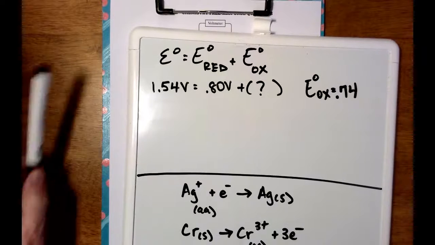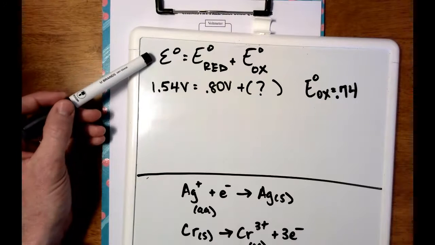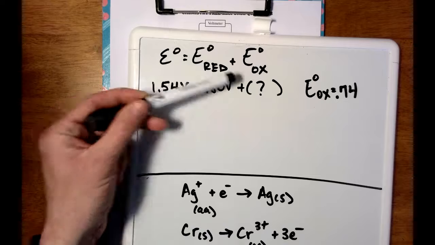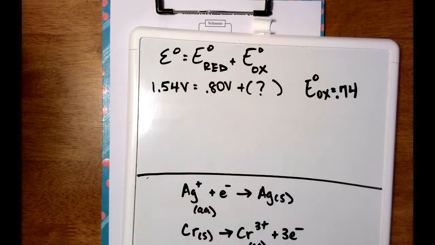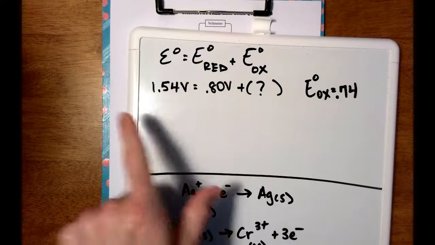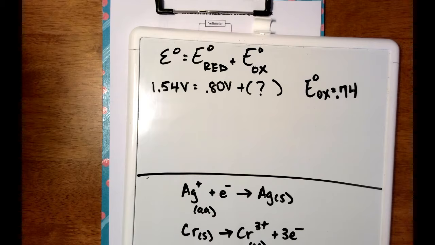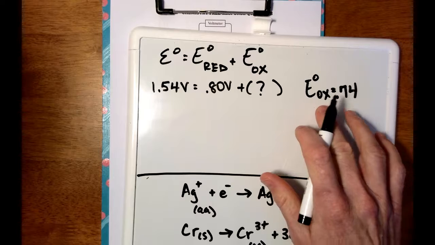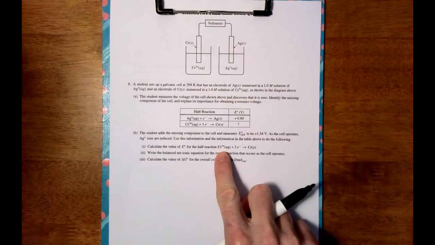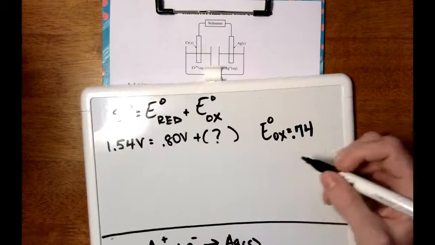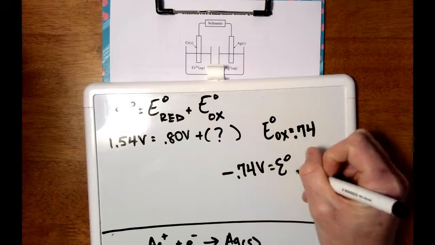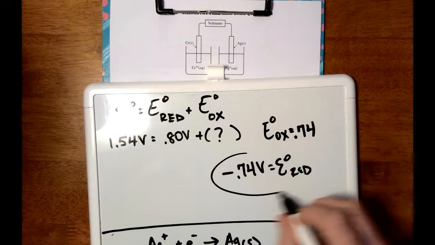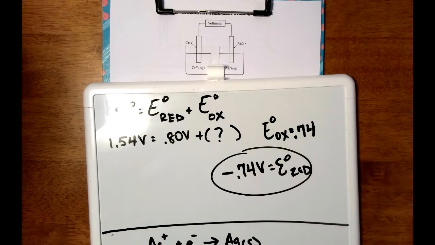So we know that our overall cell potential is equal to the reduction potential plus the oxidation. 1.54 volts equals 0.8 plus our unknown oxidation potential. All we have to do is subtract, and we get that that is 0.74 volts. So the problem is that's the oxidation of chromium, and we want the reduction of chromium. So our answer is negative 0.74 volts is the reduction value of chromium, and that was worth 1 point.